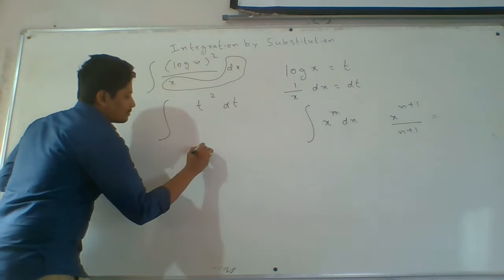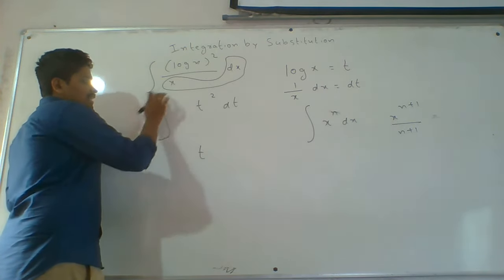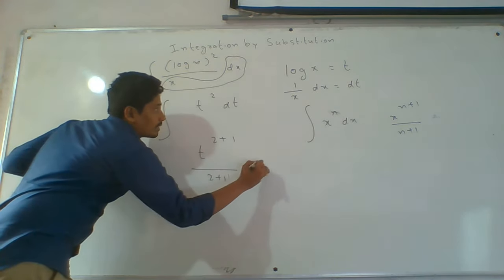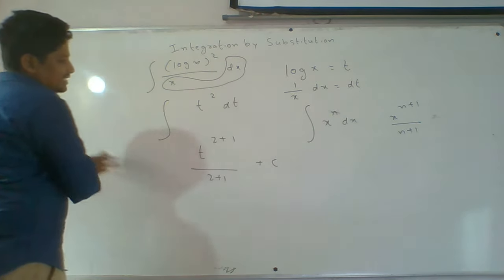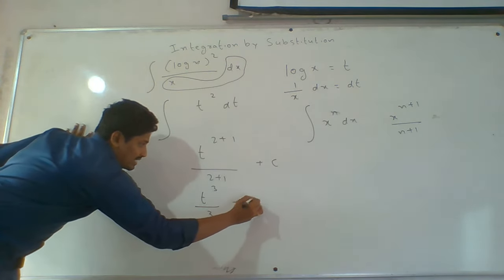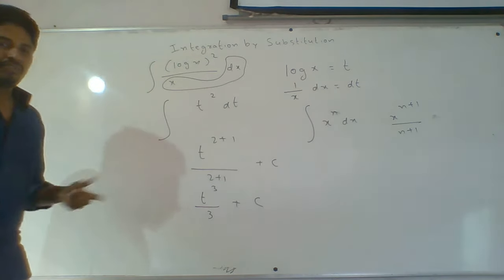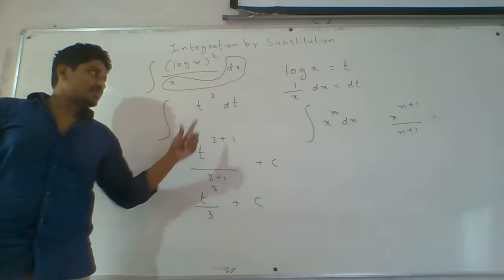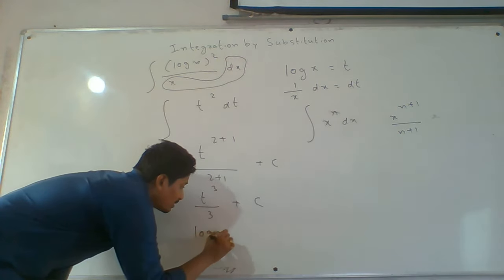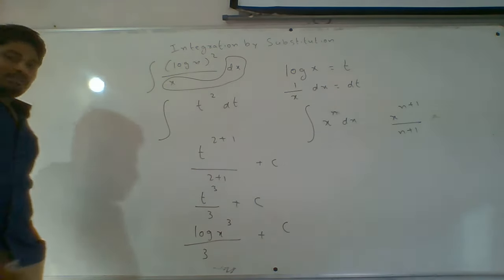After applying the integration formula, you should remove the integral operator. What will be the answer for this? It is t power 2 plus 1 by 2 plus 1 plus c. If the integral vanishes, c will come. So t power 3 by 3 plus c. The question was in terms of x, so how can the answer be in terms of t? What is the relation between x and t? The relation is log x equals t. In the place of t put log x, so the answer is (log x) power 3 by 3 plus c.